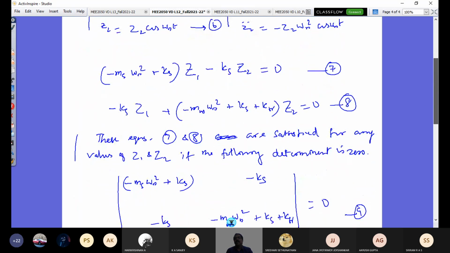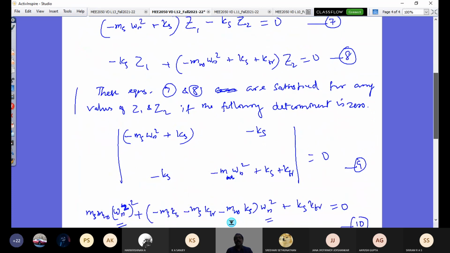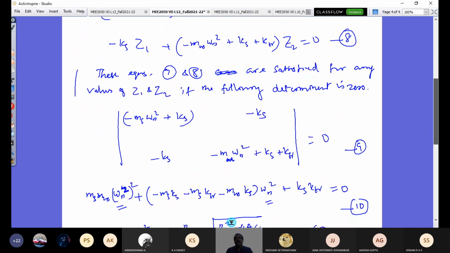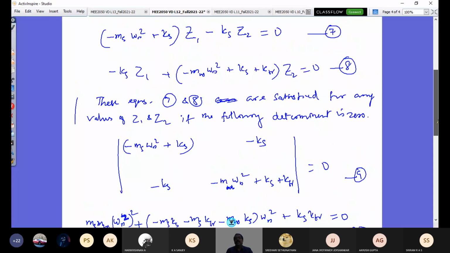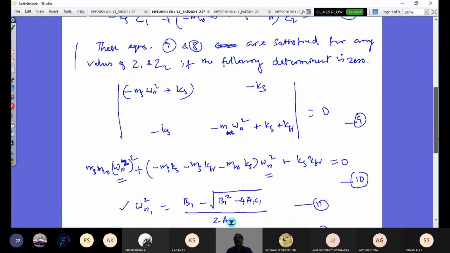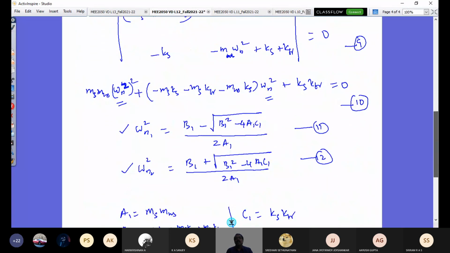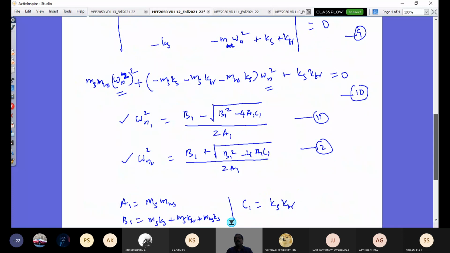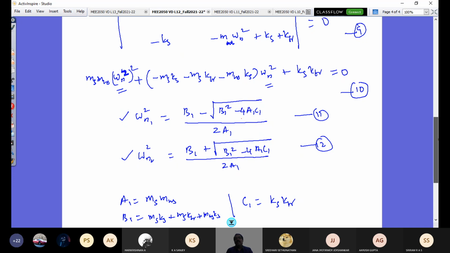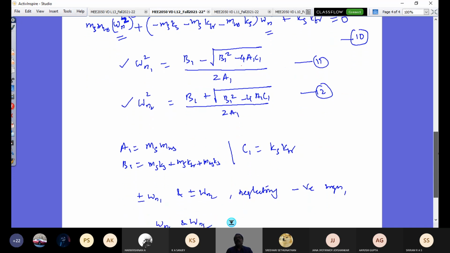this form, equation 7 and 8, and then you see that for any values of Z1 and Z2, the equation 7 and 8 can be satisfied in the following determinant equating to 0, and that would give you what is called a characteristic equation of the system. So the equation 10 is what is called a characteristic equation, and the roots of this characteristic equation is going to give you what is called the natural frequencies of the quarter car model, and that is what is obtained from equation 11 and 12, where we define here for a compactness of the equation A1, B1, C1.